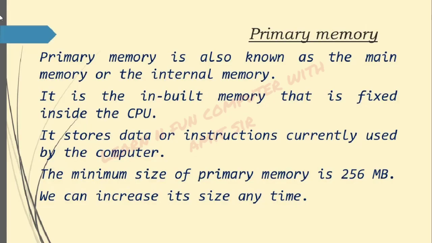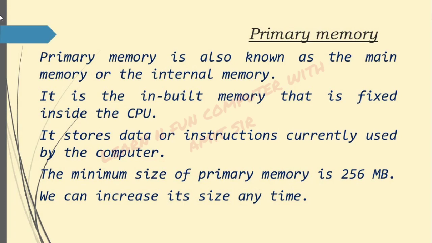So, what is primary memory? The primary memory is also known as main memory or the internal memory. It is the built-in memory that is fixed inside the CPU. That means the primary memory is generally embedded into the motherboard. It stores data or instructions that are currently used by the computer.